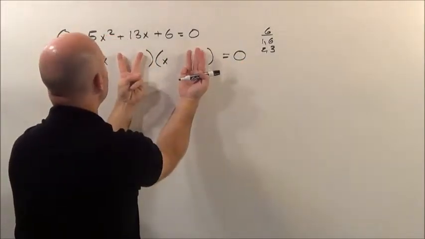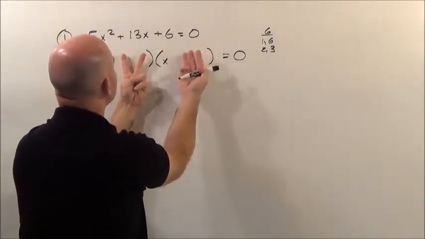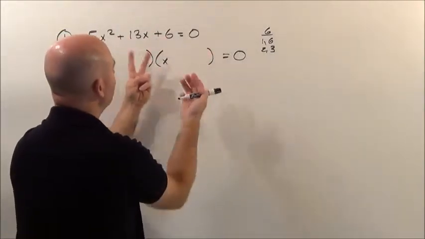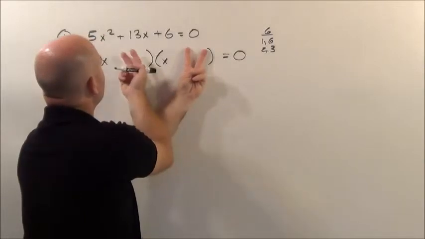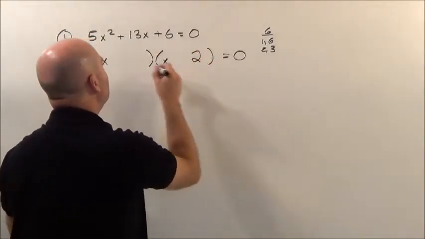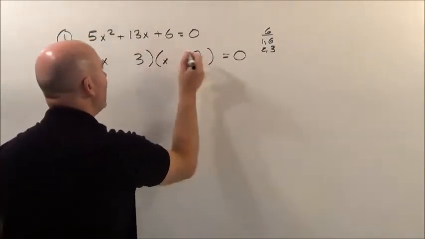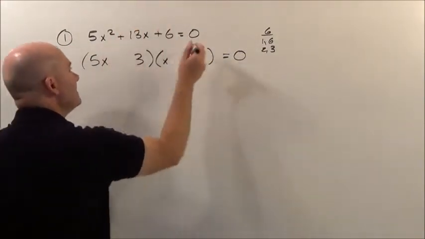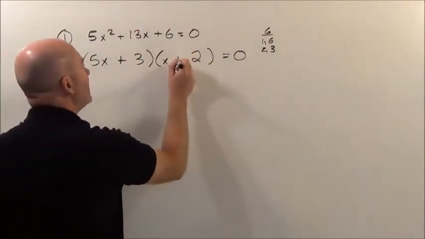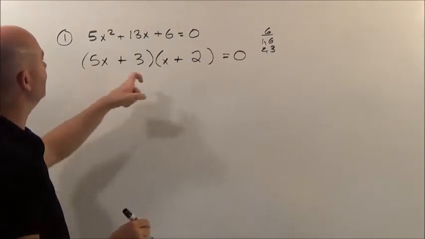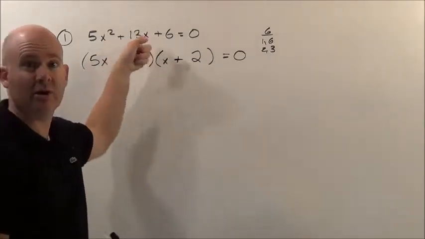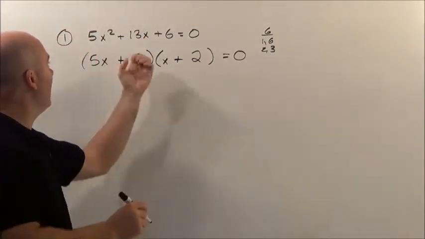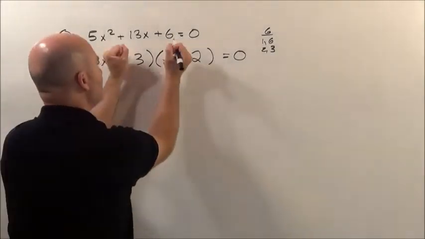2 here, 3 here. That'll be 15 and 2, but since it's all addition, that's not going to work for me. What if I put the 2 here and the 3 here? That's what I want. That way I get the 3x and 10x, and I have what I want. They're both pluses there. So you can see that is the same as the trinomial up top. So now I have this stuff times this stuff equals 0.